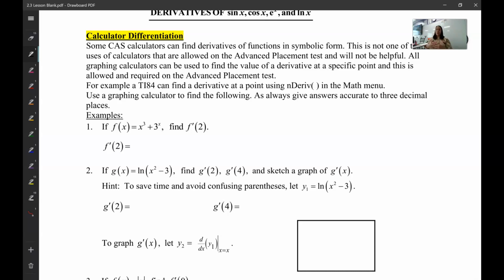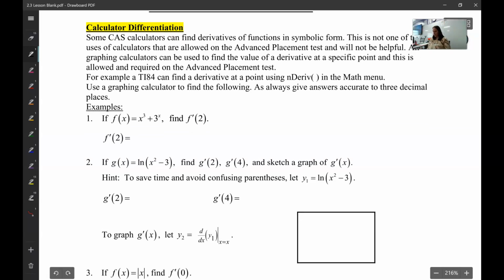Now, I'm going to go through two different ways, because if you have a new calculator, it's going to look like one way. If you have an old calculator, it's going to look like something different. So I want to go through both depending on which kind of calculator you have. So let's look at example 1. First off, to do this on the calculator, you're going to hit number 1, the math key, and then number 2, it's number 8, and it will say nDeriv parentheses. So let me show you what that looks like.